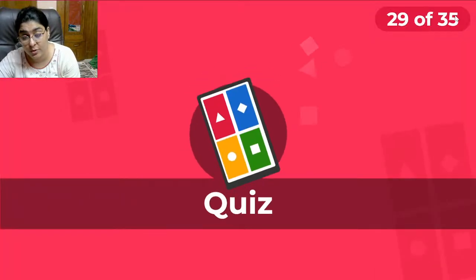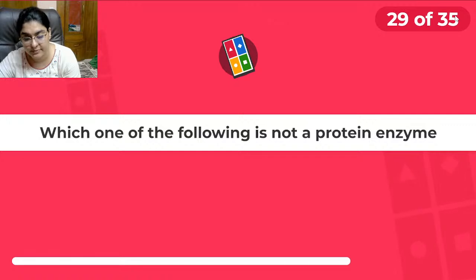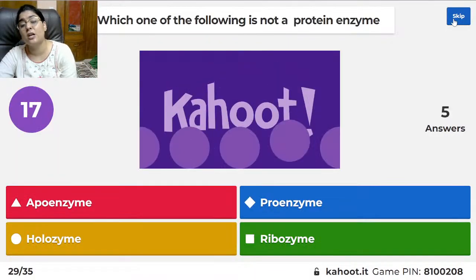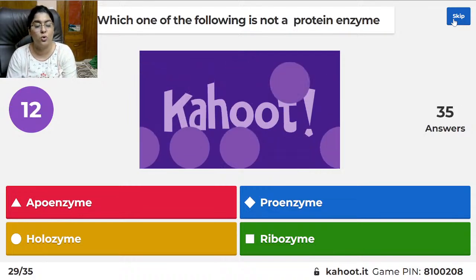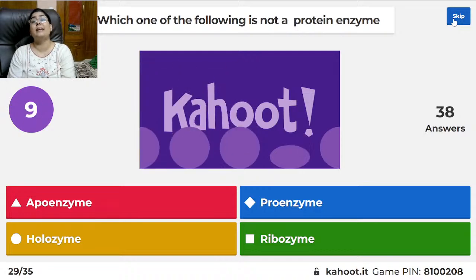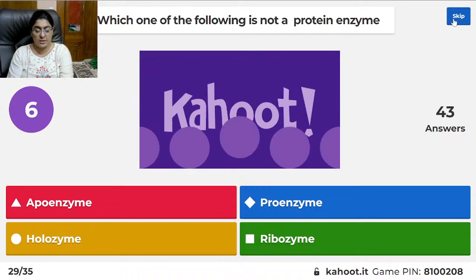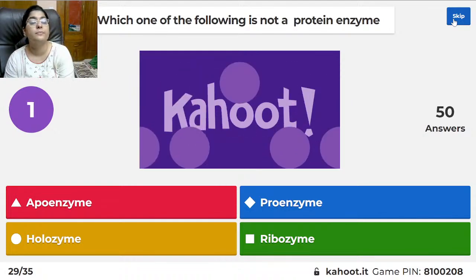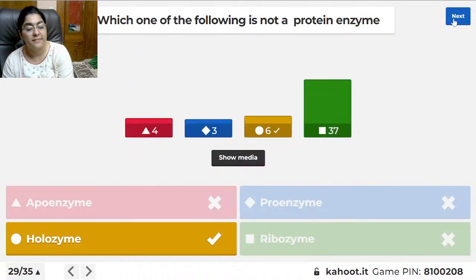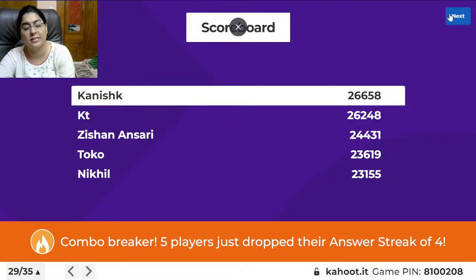None did wrong on the scoreboard. Which of the following is not a protein enzyme? Is it an apoenzyme? Is it a proenzyme? Is it a holoenzyme? Or is it a ribozyme? When an enzyme is not proteinaceous in nature. Very good. The correct answer is ribozyme. All of you are correct. The maximum of you. Holoenzyme has a protein and a non-protein component.